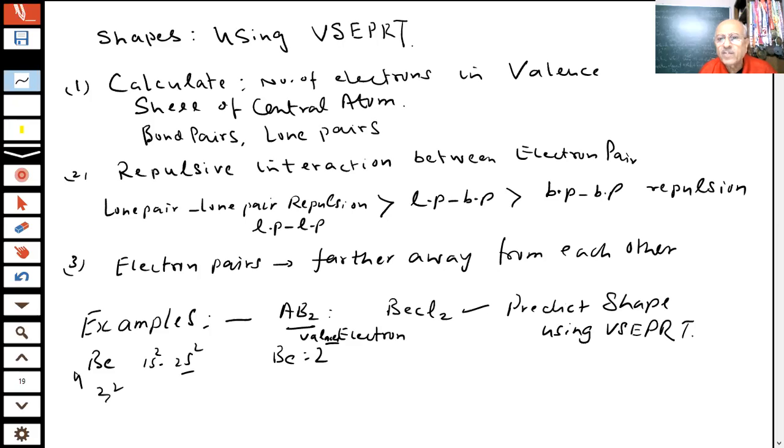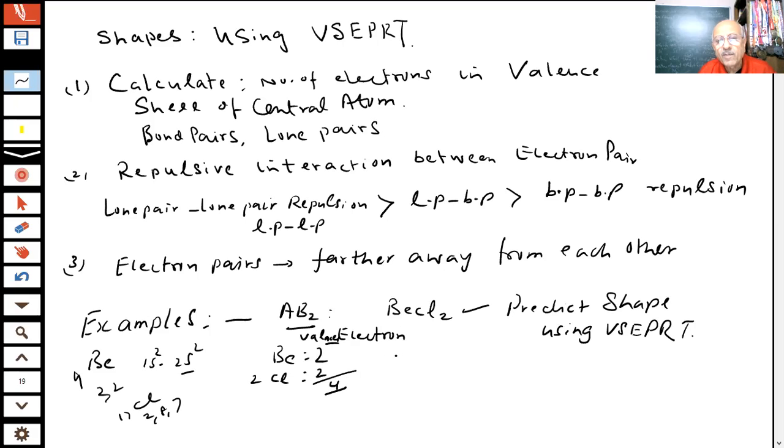Now when it combines with Cl, students, Cl is 2, 8, 7. Chlorine will share how many electrons with it? Because it needs only 1 electron to complete its octet, one chlorine will share 1 electron. There are 2 chlorines. So 1 chlorine will share 1 electron, total 4 electrons.